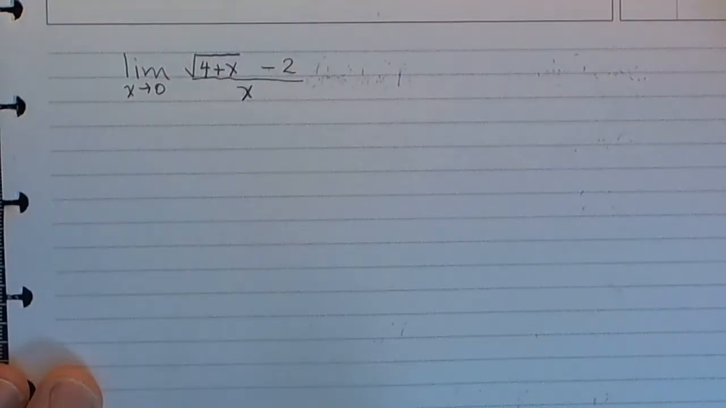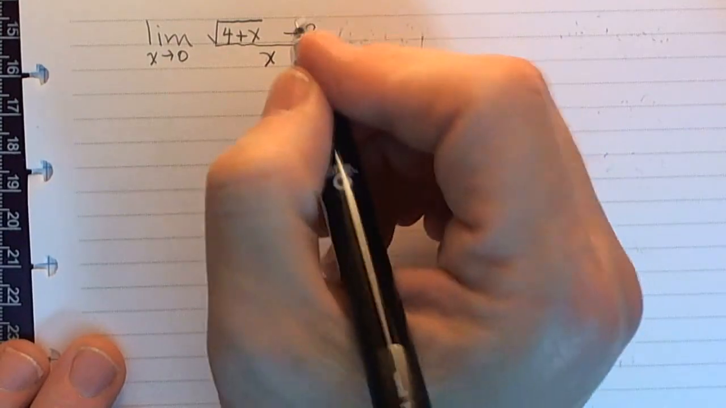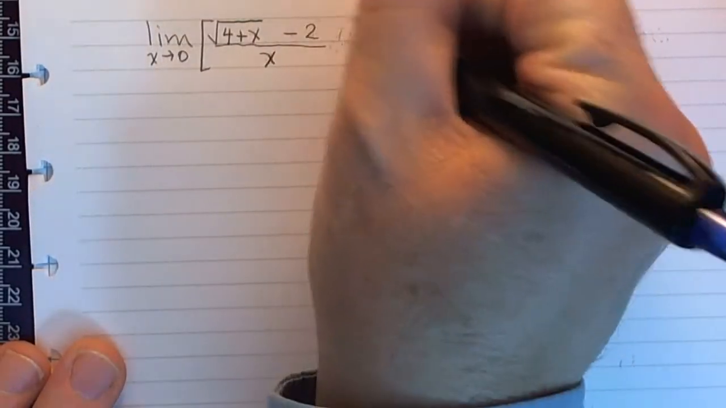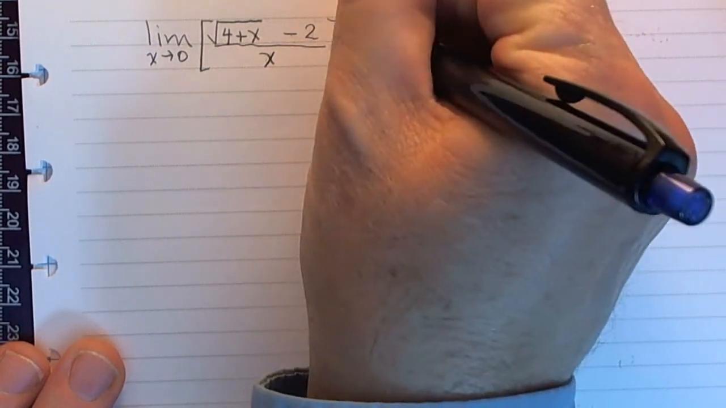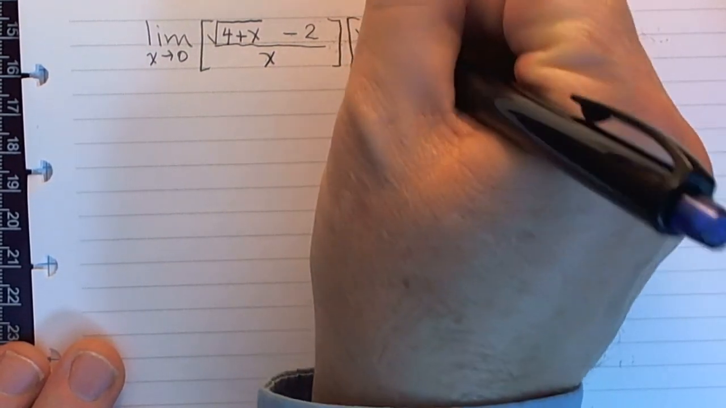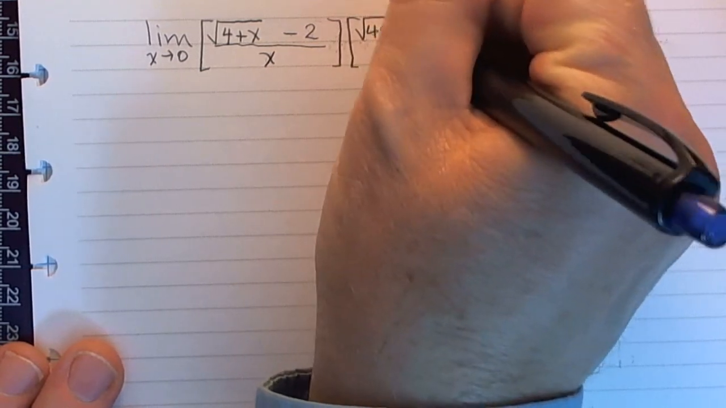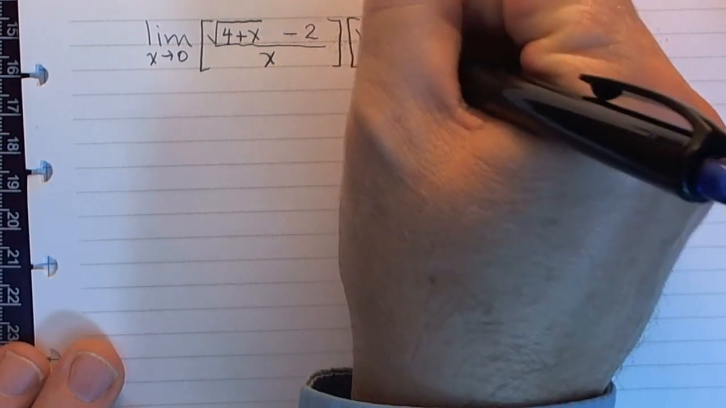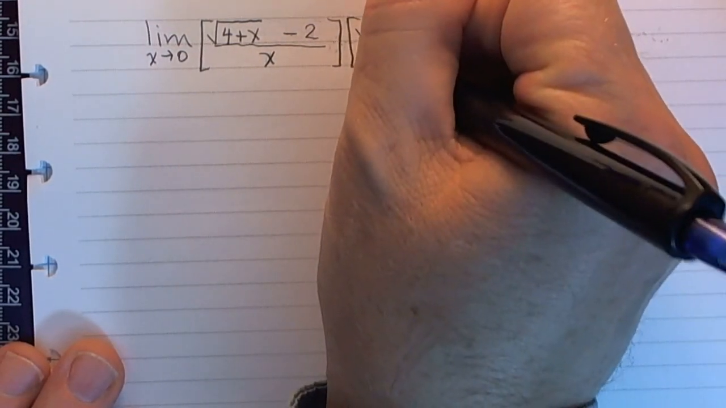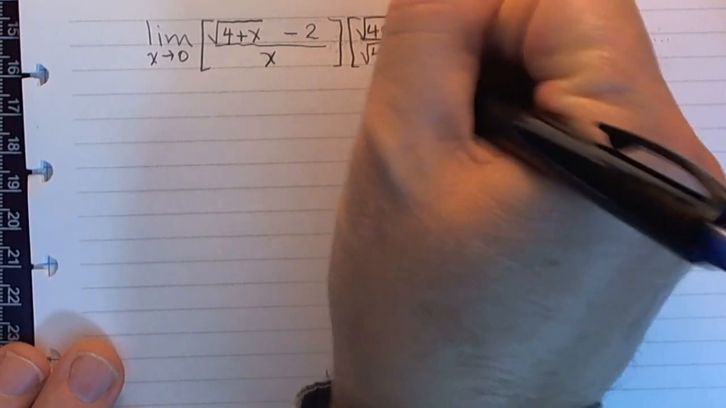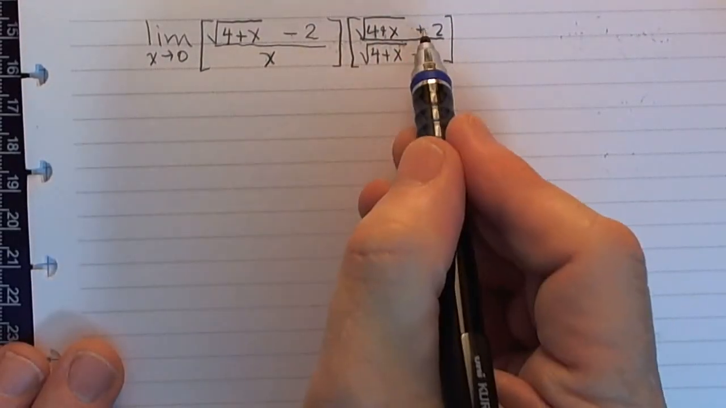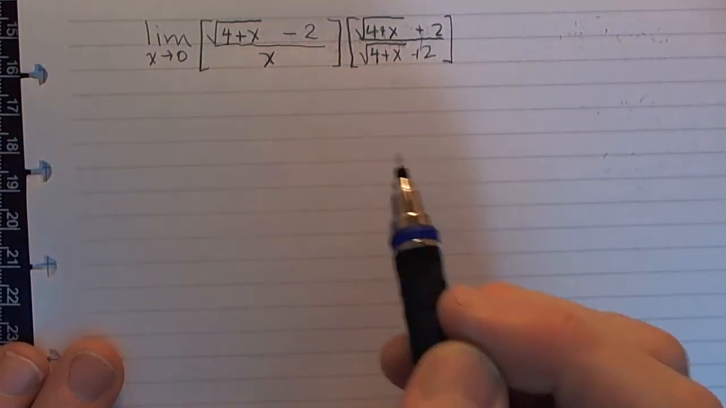So here's the trick for these. When you have a radical like this, the square root, you want to multiply by the conjugate. In other words, on the top and the bottom, I'm going to multiply by the square root of 4 plus x plus 2. I'm going to do that to the top and the bottom because that's the conjugate. See? Since it's minus 2, if I put a plus 2 there, that's the conjugate.